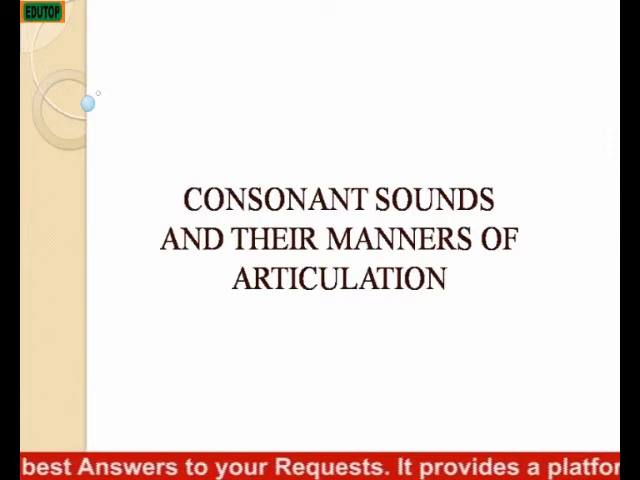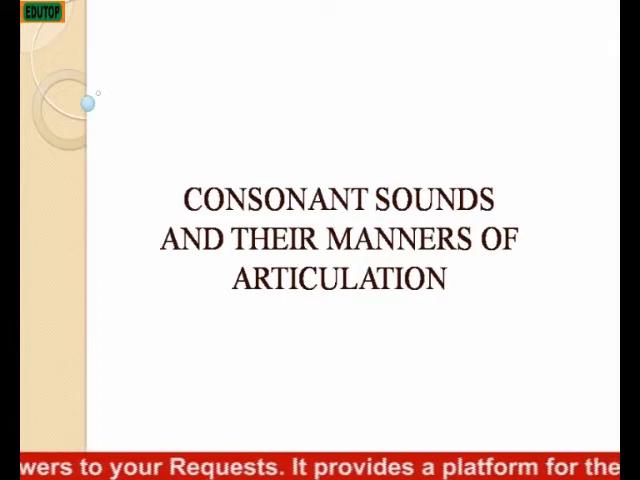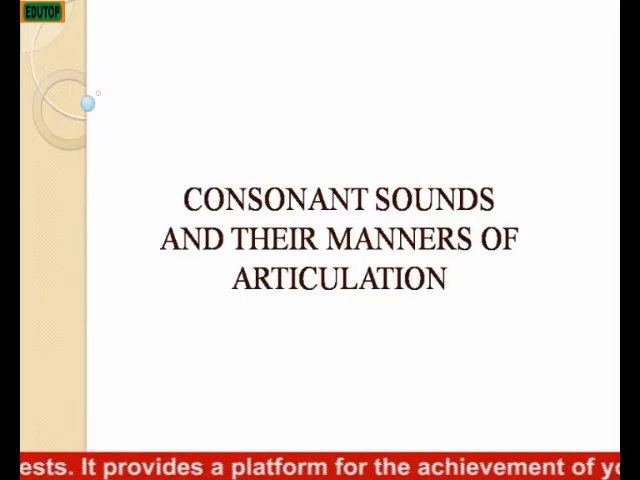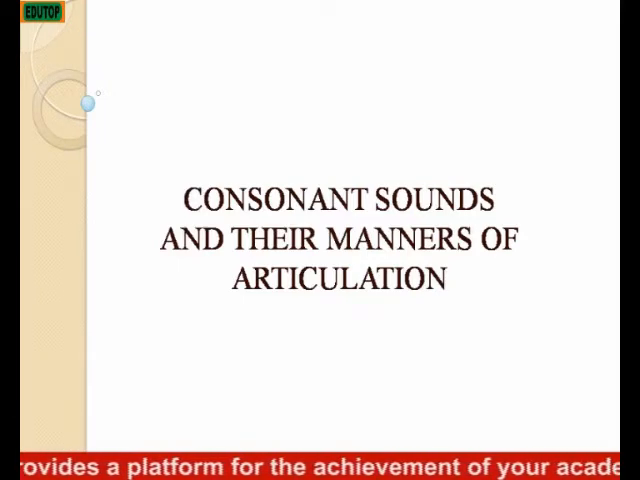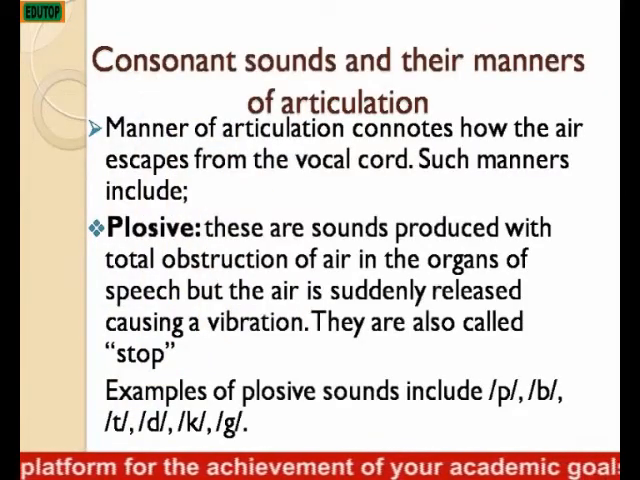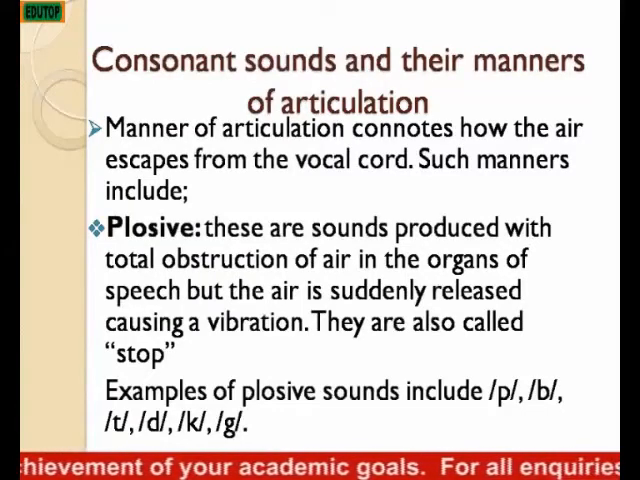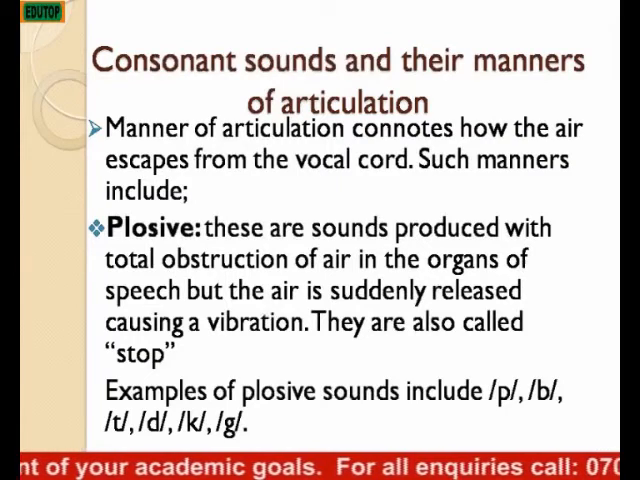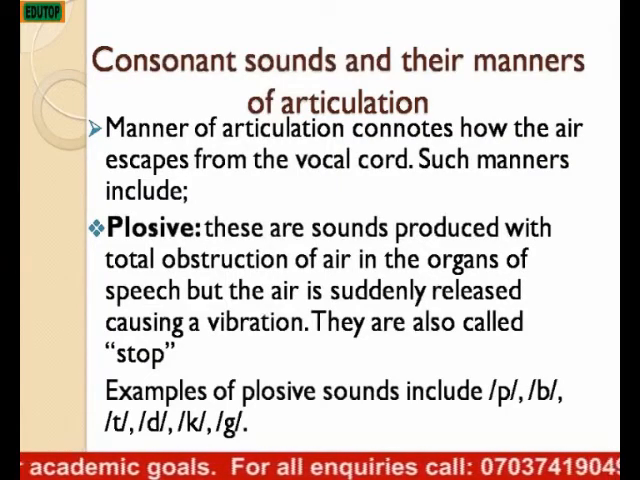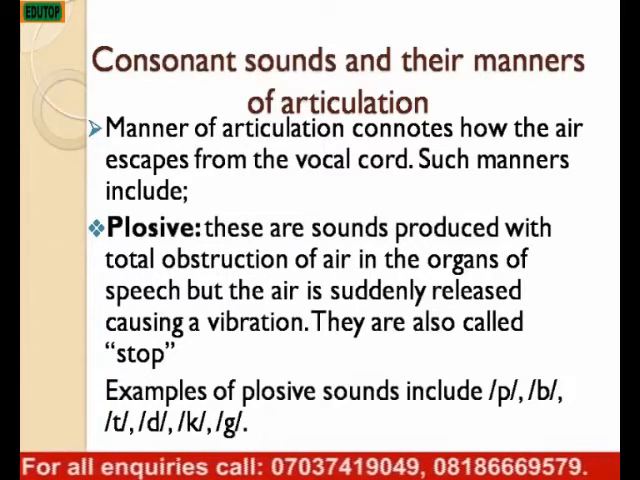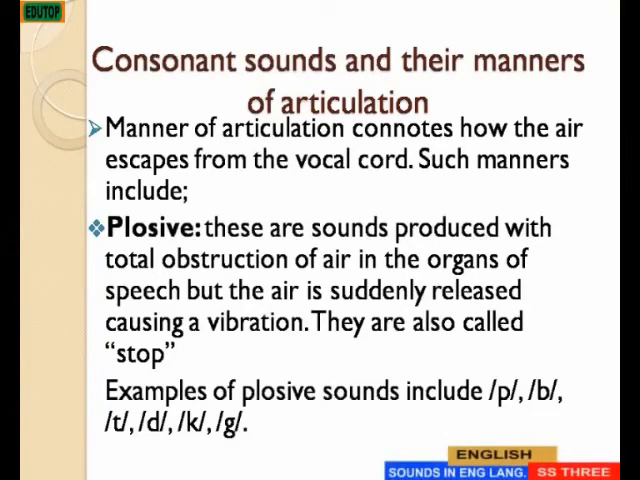Now we are going to be considering consonant sounds and their manners of articulation. That is talking about how we can describe consonant sounds. The first one we'll be considering is the plosive sounds. Plosive sounds are produced when there is total obstruction of air in the organs that are responsible for their production. And when there is obstruction of air, suddenly the air is released, causing a vibration. These sounds are also called stops, and their examples are p, b, t, d, k, and g.